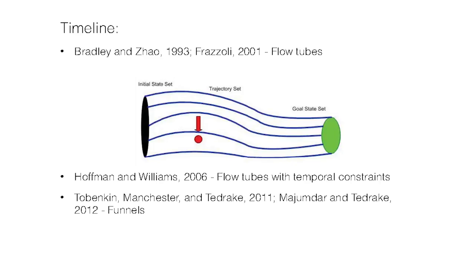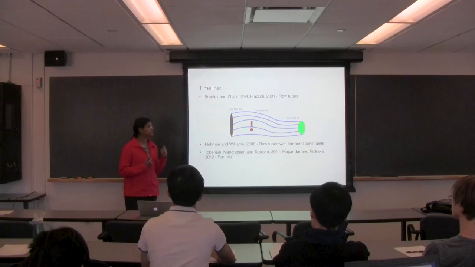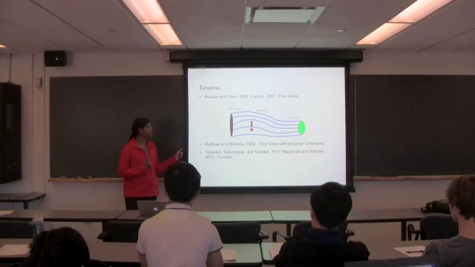And there is also work by Raster Rick's group about using funnels for motion planning. So funnels is also a similar concept to flow tubes. It's kind of like a stability region around your path, so that if you're inside the funnel, you're guaranteed to stay inside the funnel. So in this lecture, we'll go into more details about motion planning using funnels. And again, there are references for the other papers that we can look into.